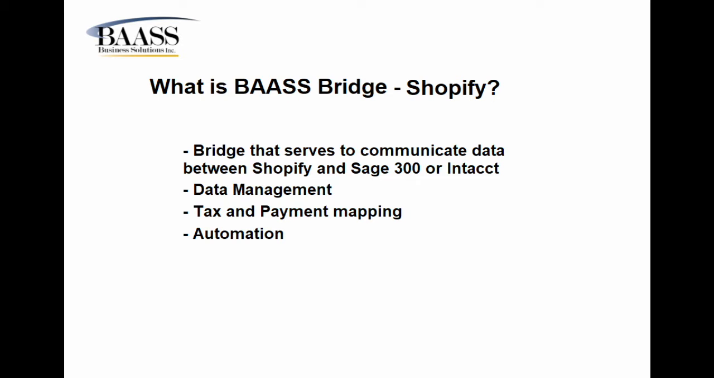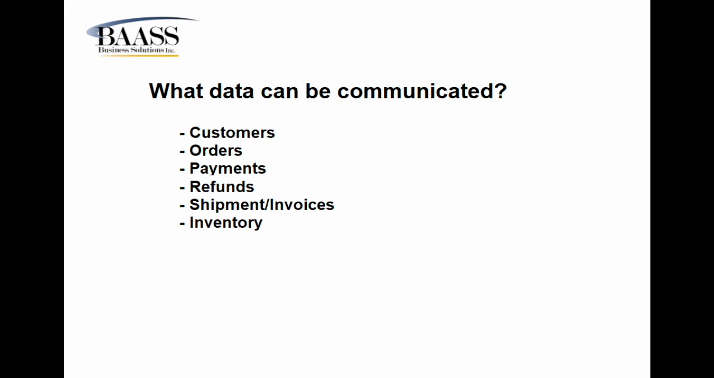We have a mapping feature for the tax and payments, and if you ever need an automated system, we have a Windows service that will take care of that. So the Shopify bridge can communicate between multiple types of data. It can manage the customers, the orders, the payments, the refunds, the shipment and invoices, and the inventory. But it doesn't stop there. We could always add other layers of data if needed.